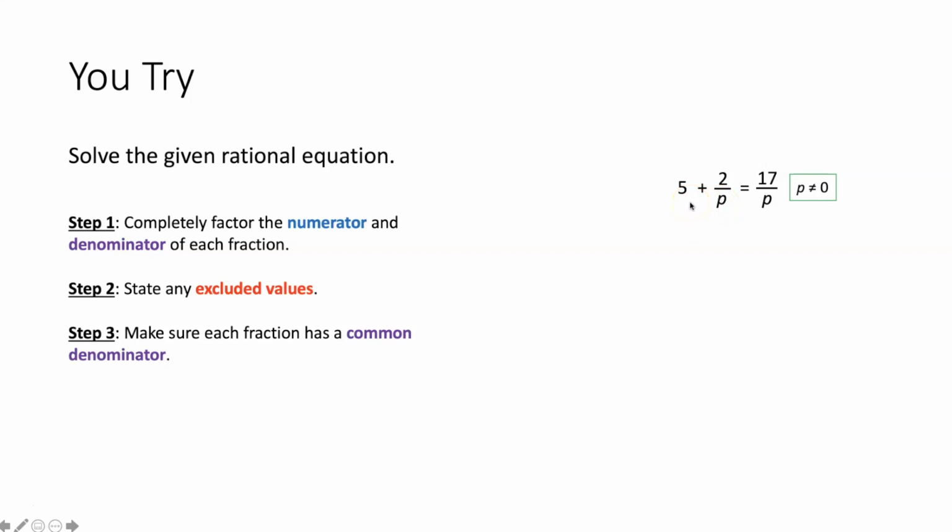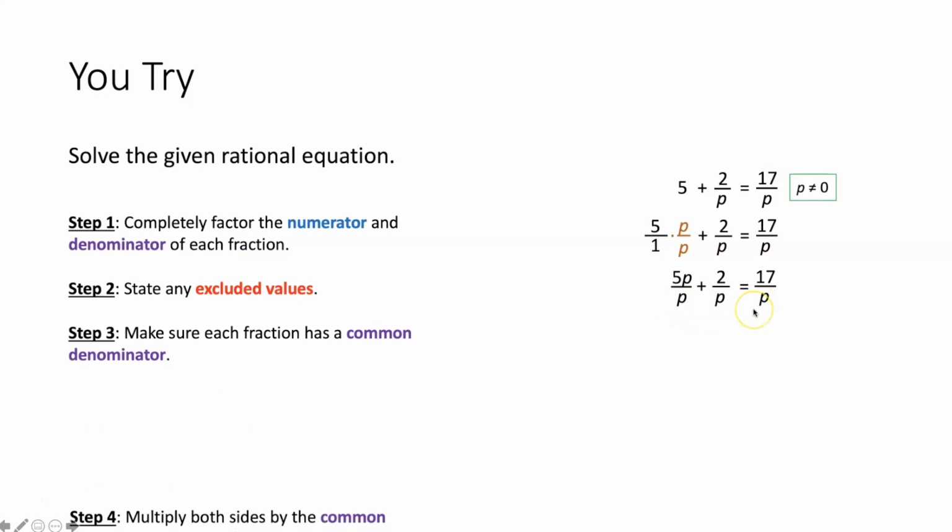And whatever I do to the denominator, I have to do to the numerator. So if I multiply this fraction by p over p, that should give us a common denominator of p with all of these fractions. So when I multiply these two together, 5 times p just gives us 5p in our numerator. 1 times p is p in the denominator. So yes, now all of the fractions have a common denominator of p.